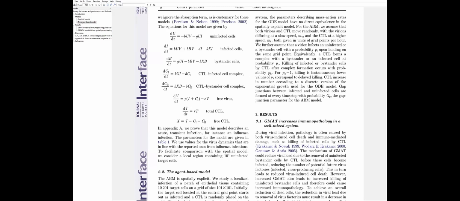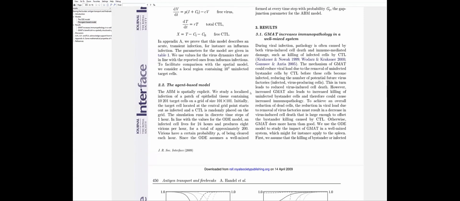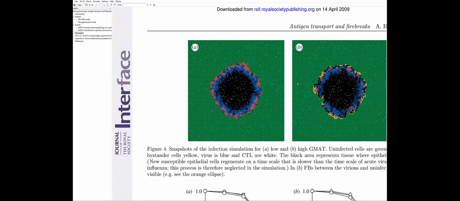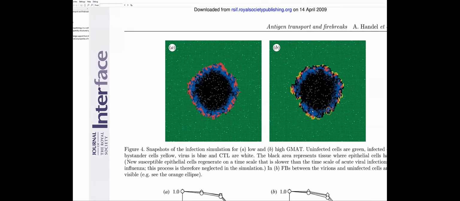So then we re-implemented that as an agent-based model. And the main thing we were interested in was that spatial effect. So you've seen that figure before. I showed it as an example. Sort of a 2D grid of uninfected cells. And then you had infected cells, the red ones, virus, the blue, the T cells, and the yellow ones are these bystander cells that you see around the infected cells that have not yet been infected, but that can be recognized by the T cells and killed.